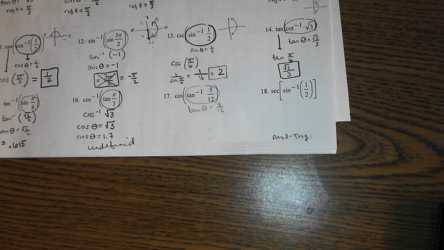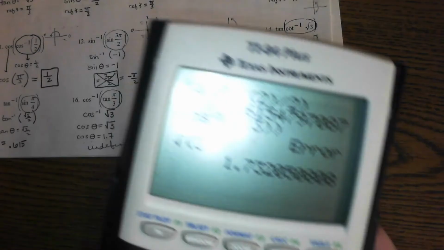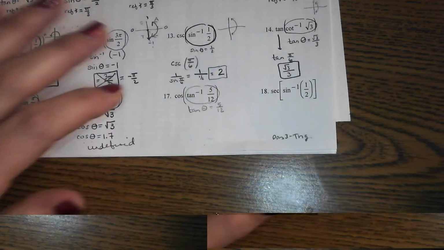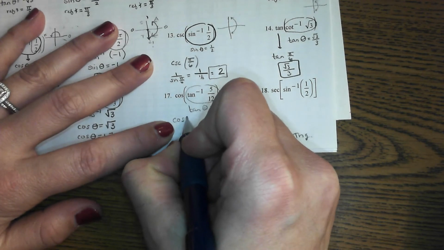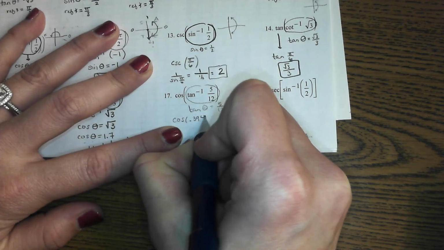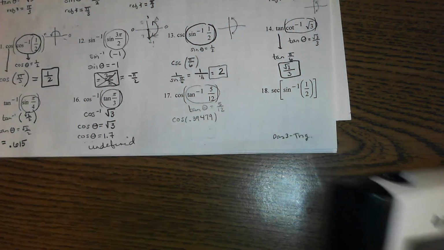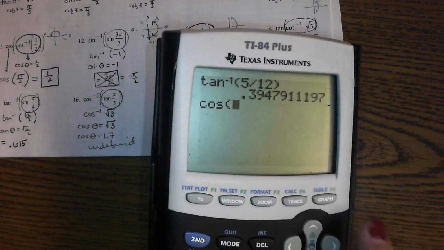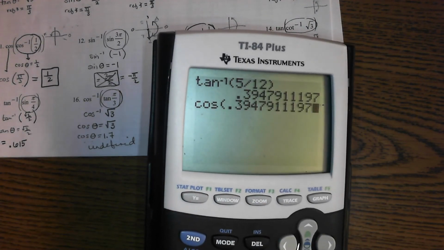Inverse tangent of 5/12 is clearly not on our chart. So let's say we used our calculator. Inverse tangent, 5/12. We got that crazy number. So we would be looking for the cosine of that crazy number, which we can then just type in. Cosine of, don't round that number, go up and grab it verbatim.